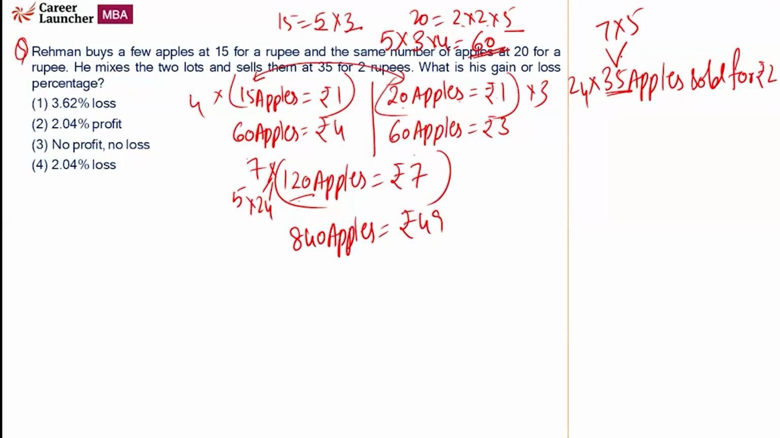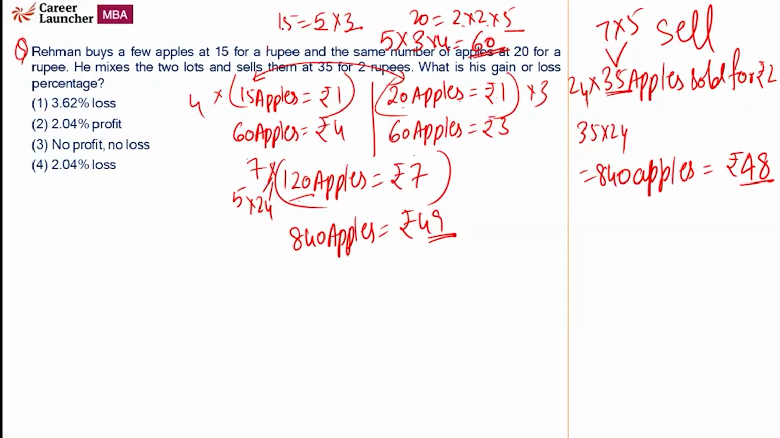What about this? 35 needs to be multiplied by 24. So 24 into 35. 24 fives are 120, 24 threes are 72. 72 plus 12, how much is it? 84. 840 apples. Anyway, it should have been equal, but to tell you, it is how many rupees? 48. You buy something for 49, but you sell it for 48 rupees. Do you incur a profit or loss? Loss.